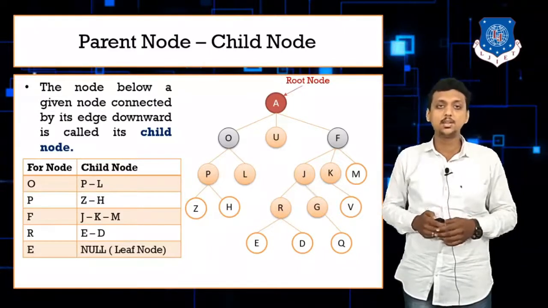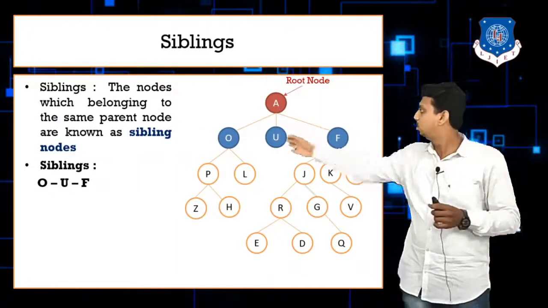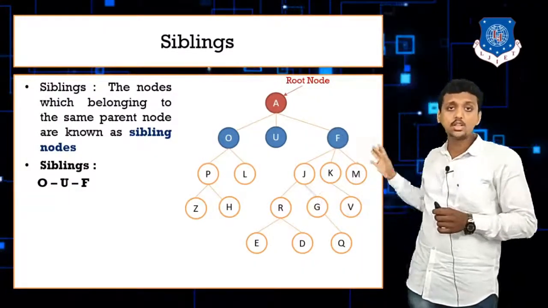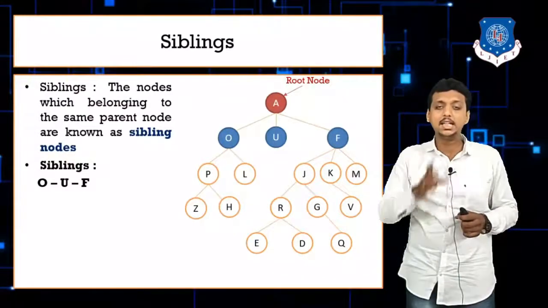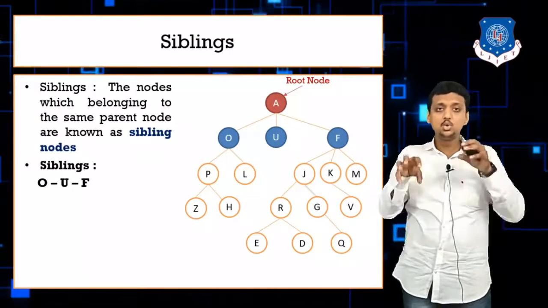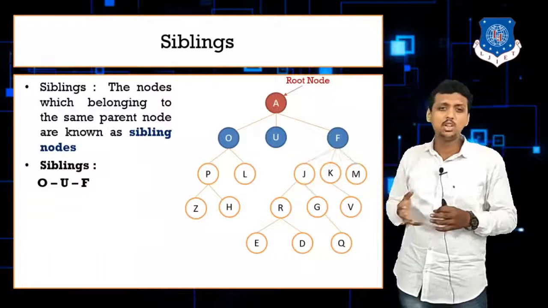Let's move further. The next is siblings. When one or more nodes contain the same parent, they are known as siblings. Siblings means two children and a common parent. So here, what do we mean by siblings?